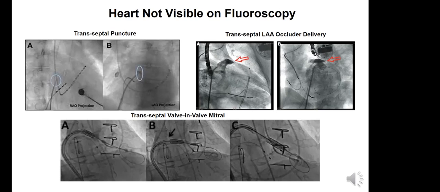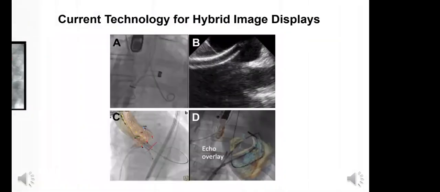These images show an example of a transseptal procedure where an operator is required to cross from the right atrium to the left atrium for a specific intervention. When that is required, the location of the septum or the border between the right and the left side is estimated based on operator experience. Often, a second imaging modality, such as echocardiography, is also used to confirm the location. Once the septum is safely crossed, then the desired location is reached and a specific intervention is performed.